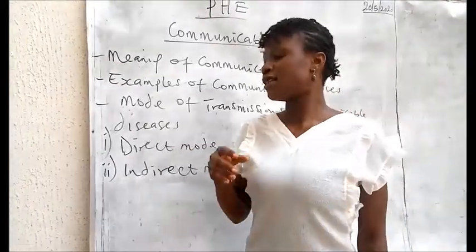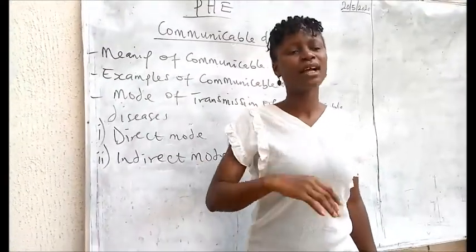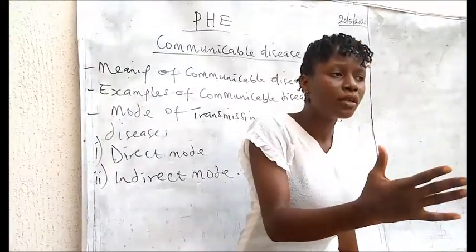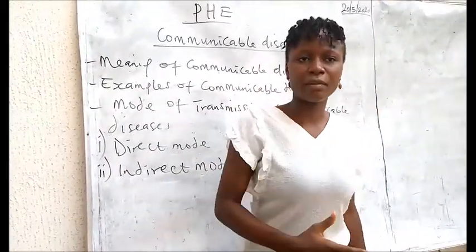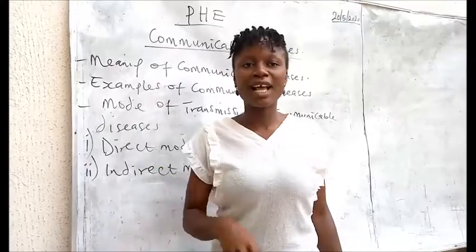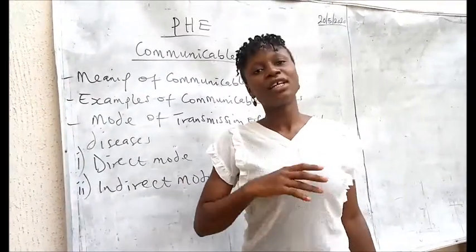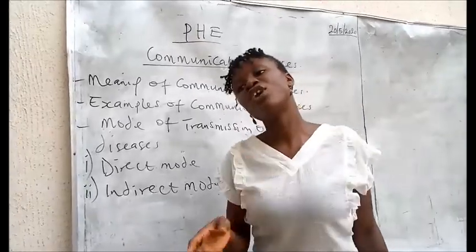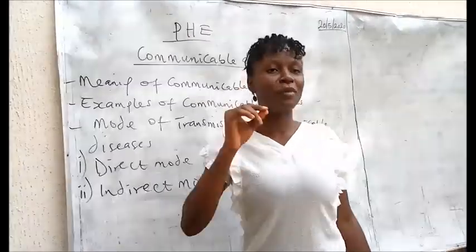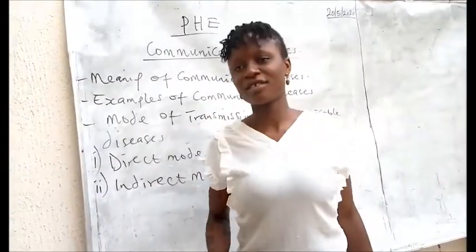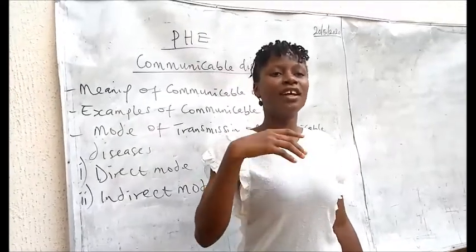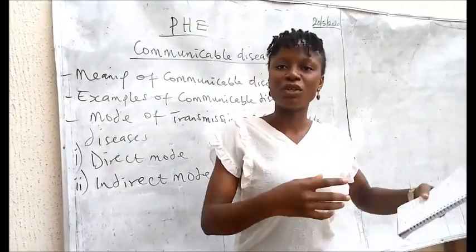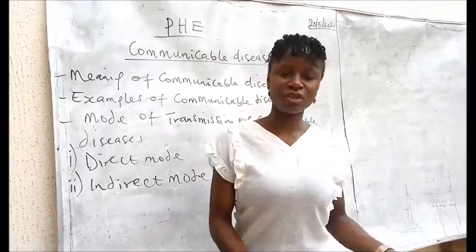Remember that communicable diseases are diseases that are transmitted from one person to another or from an animal to a person. It has direct mode of transmission, it has indirect mode of transmission, and it involves all these diseases. Even if you don't remember anything else, remember coronavirus, because it is a communicable disease. Once you are with a person that has it, automatically you will get it.